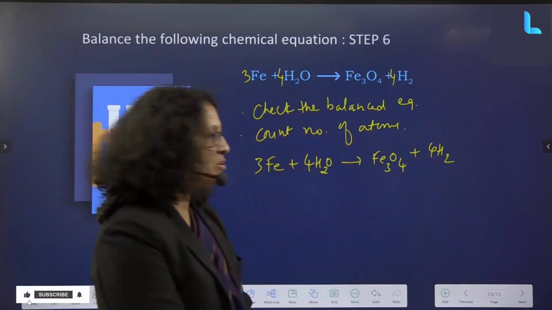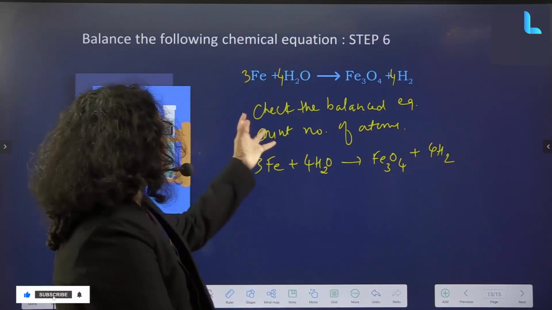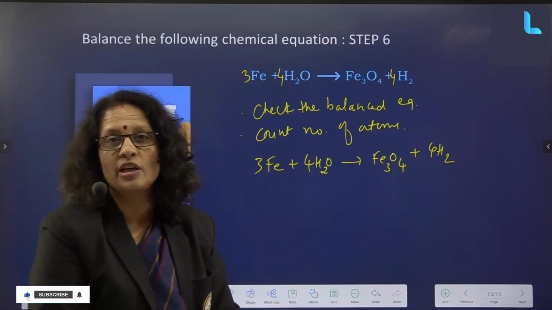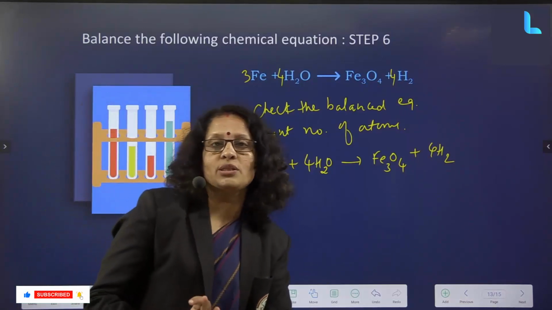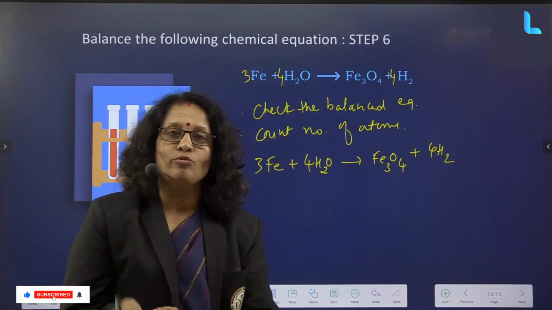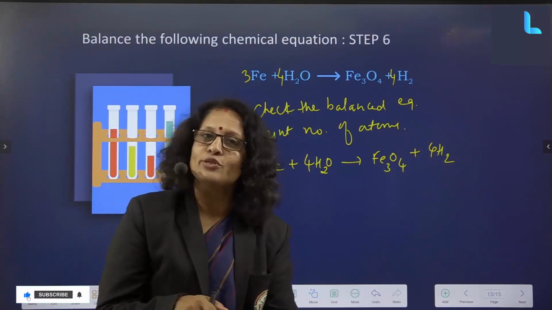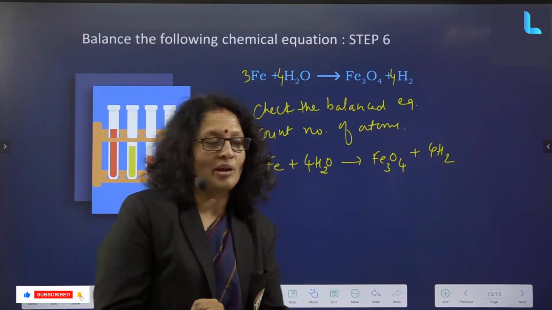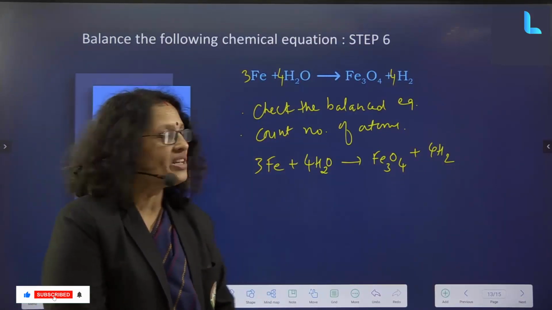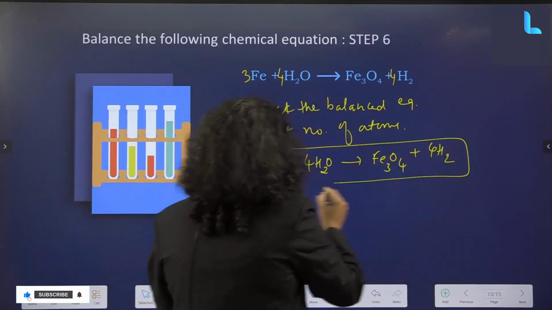So what atoms have we balanced till now? Oxygen, hydrogen, iron. Now check the balanced equation. After balancing, every time we have to revisit the equation. What happens when we try to balance one atom? We multiply by some number, then another atom present in that formula gets disturbed or unbalanced. So we have to keep checking after every step. Now check the balanced equation, count the number of atoms. After that, what is the equation we are getting? This is the balanced chemical equation.